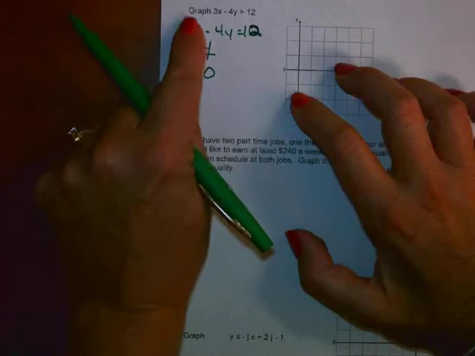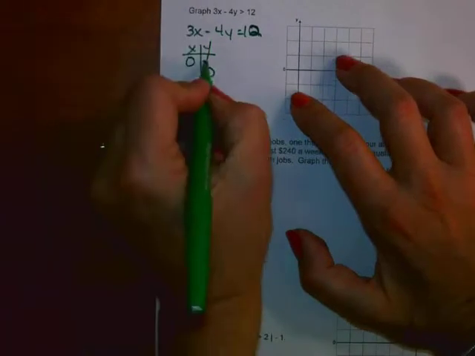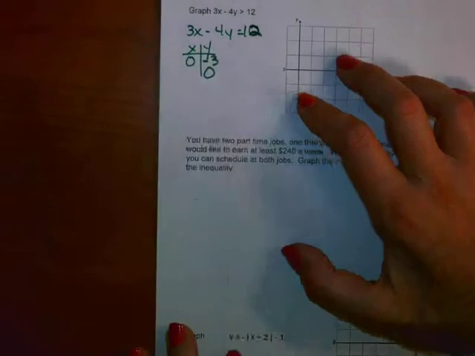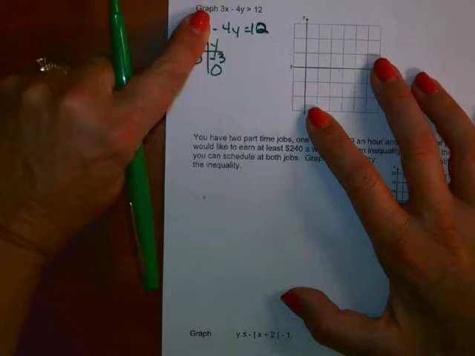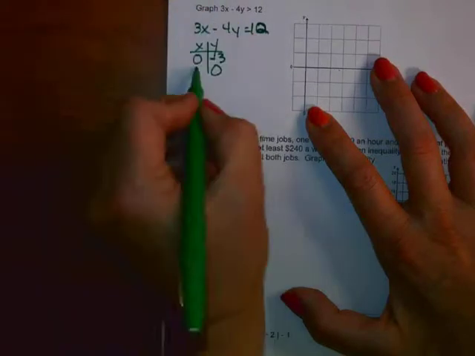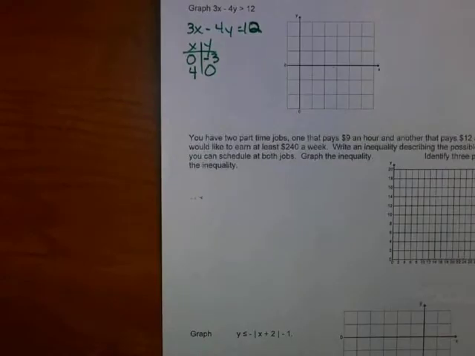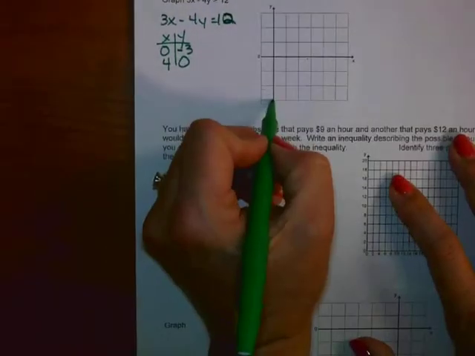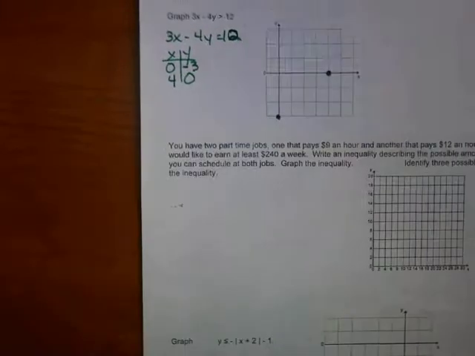Okay, plug in 0. Plug in 0. Divide by -3. Or divide by -4. If you plug in 0 for x, then if you plug in 0 for y, you get 4 here. Now you have your 2 points. Plot them. Over 0, down 3. Now stop.